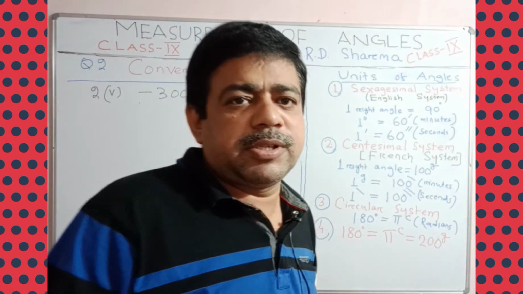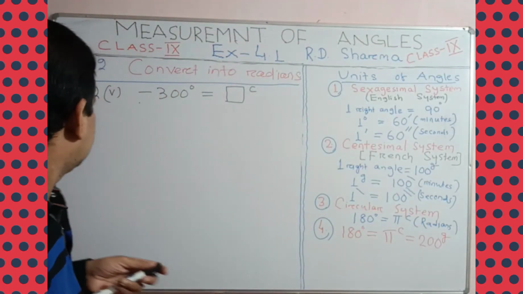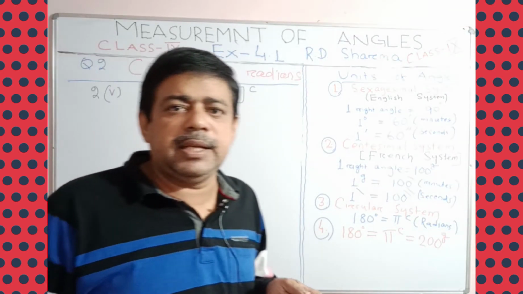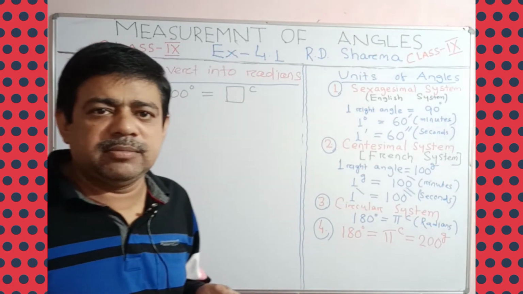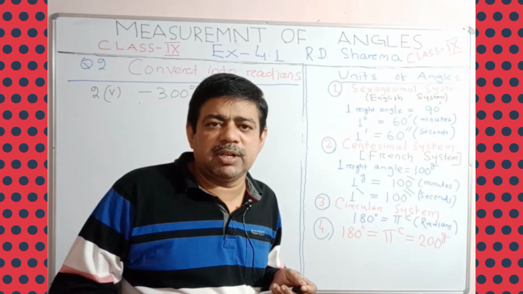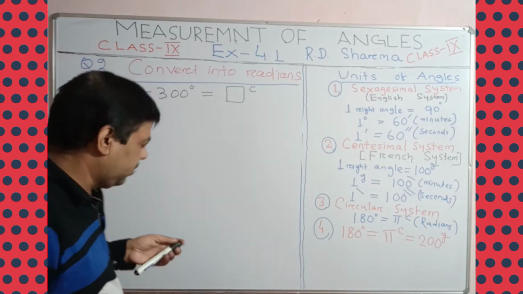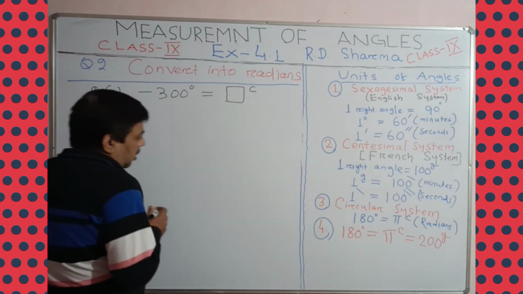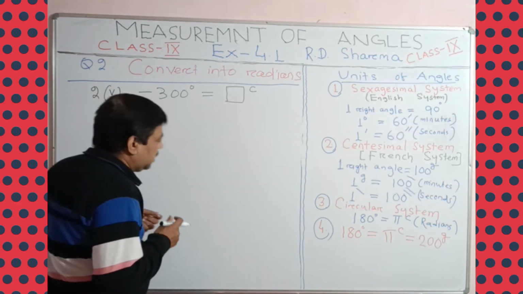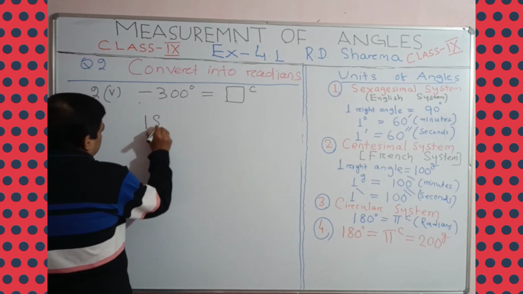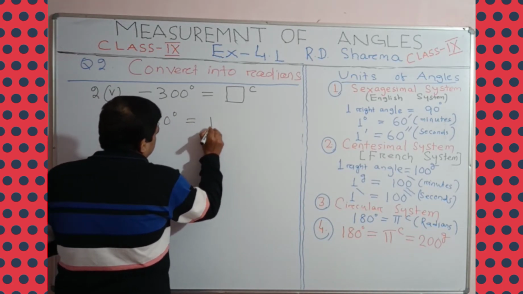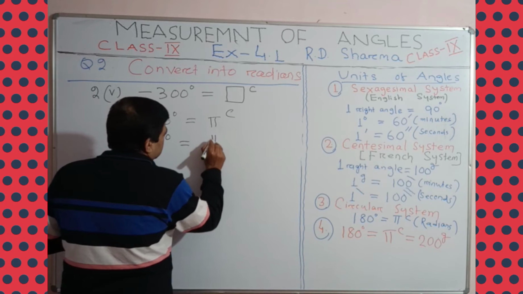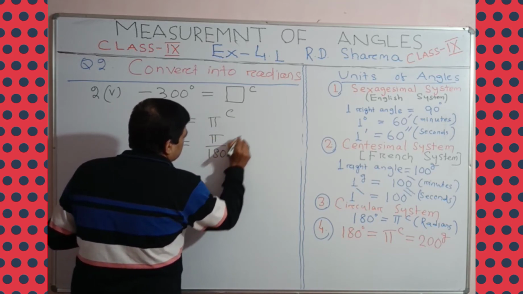Next question we are going to discuss is question number 2, fifth bit, and it is given minus 300 degree, and we have to convert it into radian. I think it is easy for you and you can do it. Yes or no? It's very simple. I hope you are taking interest and understanding the concept, how to convert the angle from one system to another system. Using the concept, 180 degree is equal to how much radian? Pi radian. So 1 degree is equal to how much? Pi upon 180 radian.